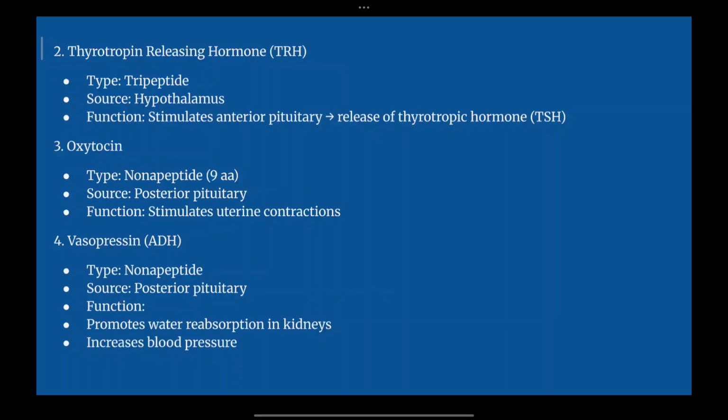Here, the type is nonapeptide. Again, 9 amino acids are present in the peptide chain. The source is posterior pituitary, and the function of vasopressin is to promote the water reabsorption in the kidneys and increase the blood pressure. So here it is going to allow reabsorption of water in the kidney and maintain and sometimes increase the blood pressure as well. So vasopressin is said to be a flight hormone as well.